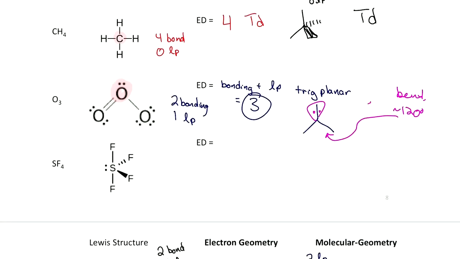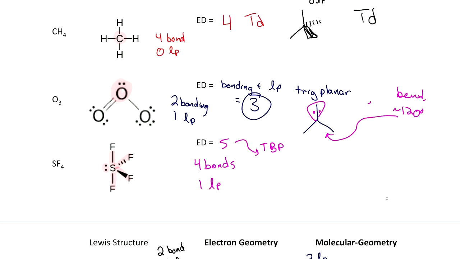Okay, so SF4, let's look at this one. How many electron domains? 1, 2, 3, 4, 5. So 5, where 4 of them are bonds and 1 is a lone pair. So what does 5 mean? Trigonal bipyramid. It's on the table. All right? So it's the 5 number we care about. We don't care about the 4 bonds. This shape is not tetrahedral. We want to use trigonal bipyramid as our template in this case.